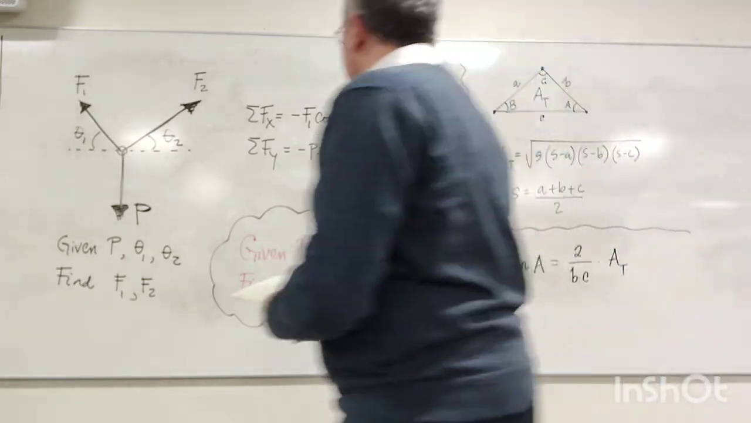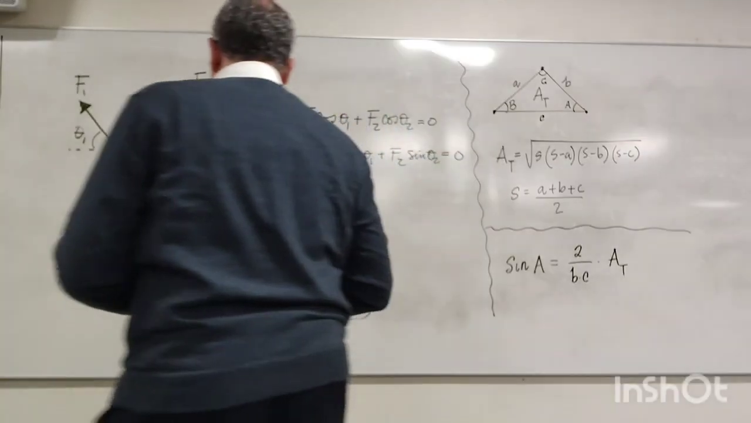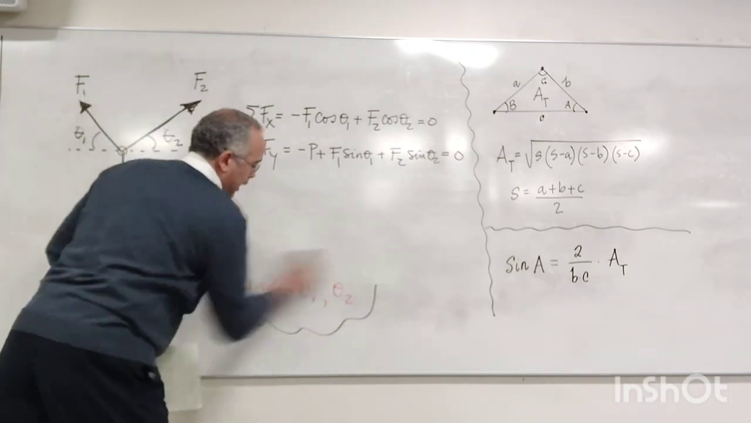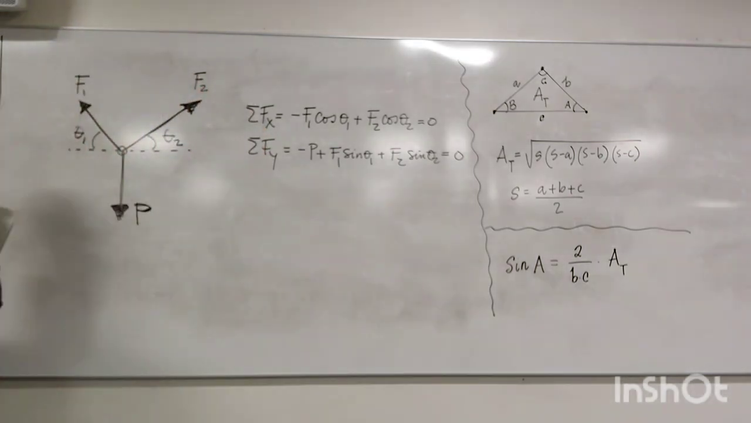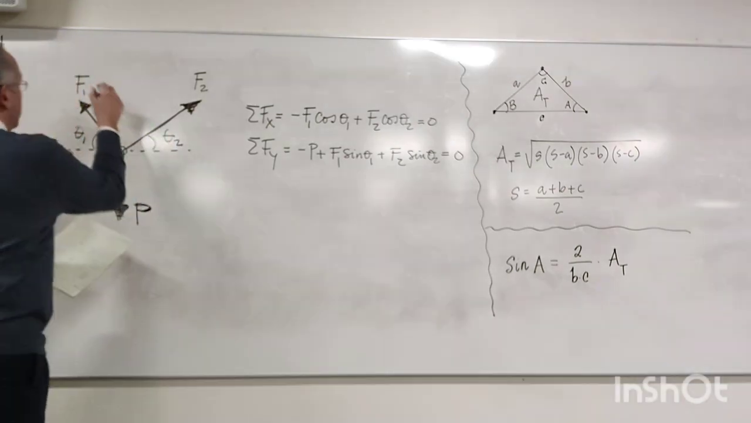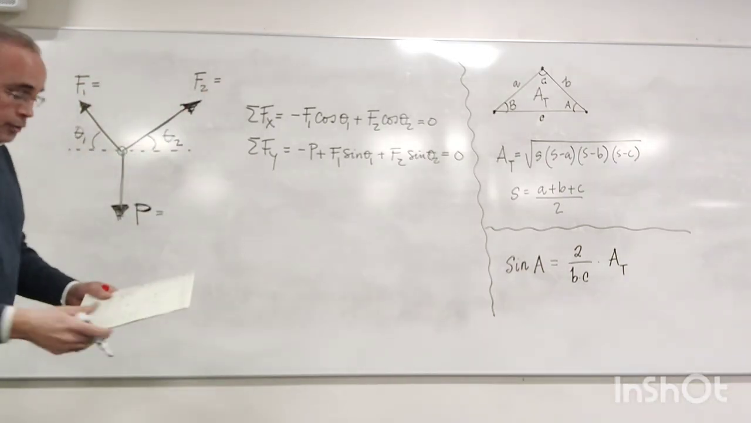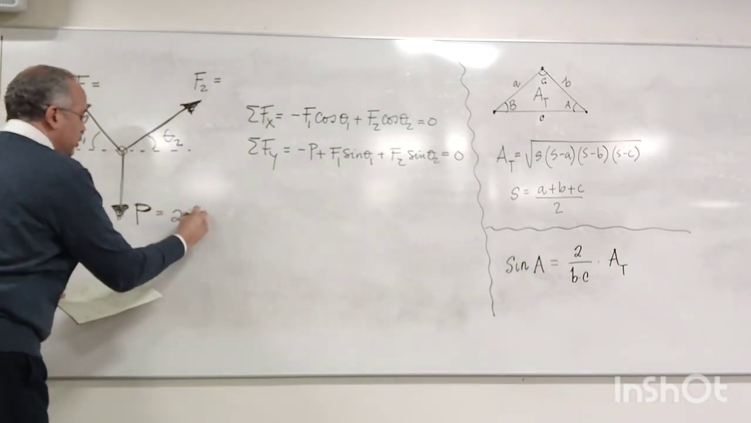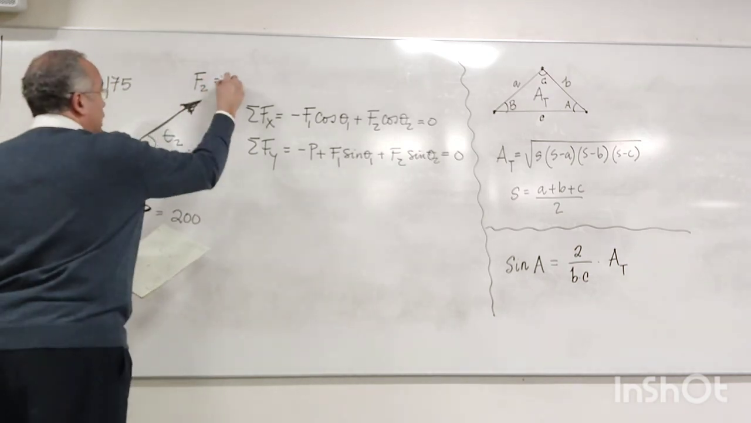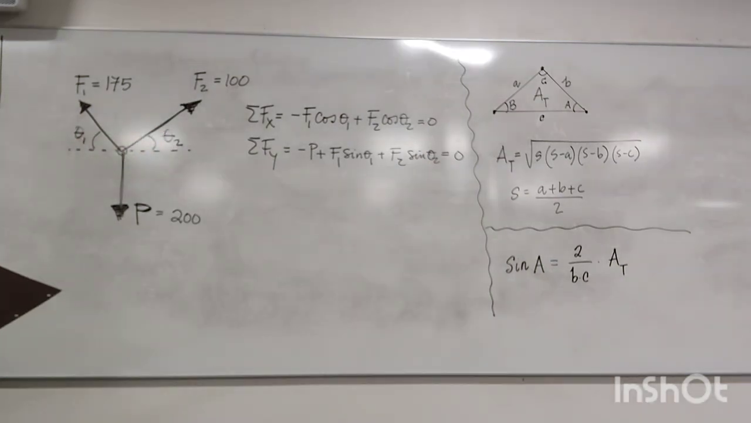So let's say that we are given, just to put numbers to this, so let's try to solve an actual problem by using this formula. So let's say that I have three forces and they are equal to the following values. I'm going to omit the units just for simplicity. Let's say P is 200 in consistent units, F1 is 175, and F2 is 100. And I know these forces are in equilibrium, I just don't know at what angle they are in equilibrium.